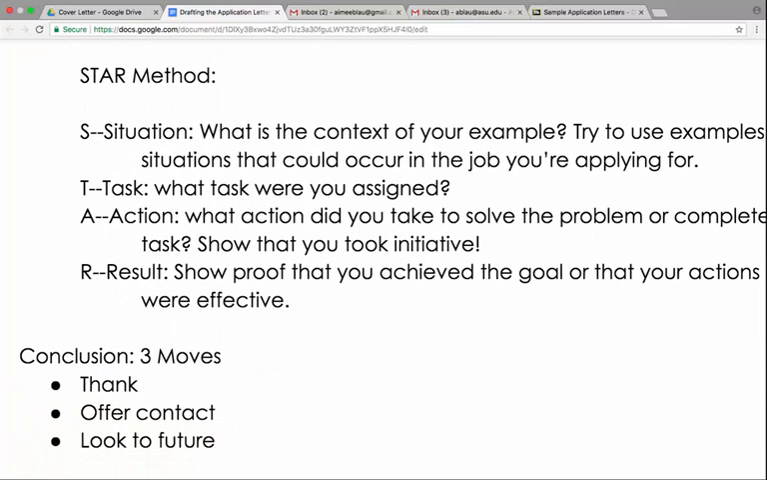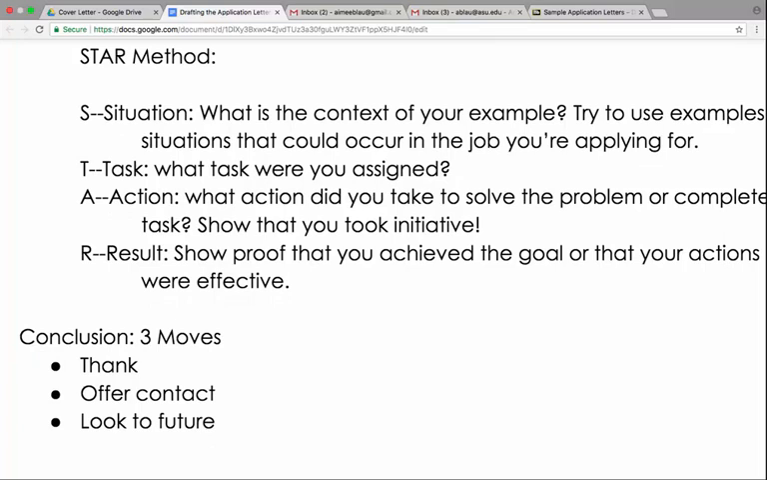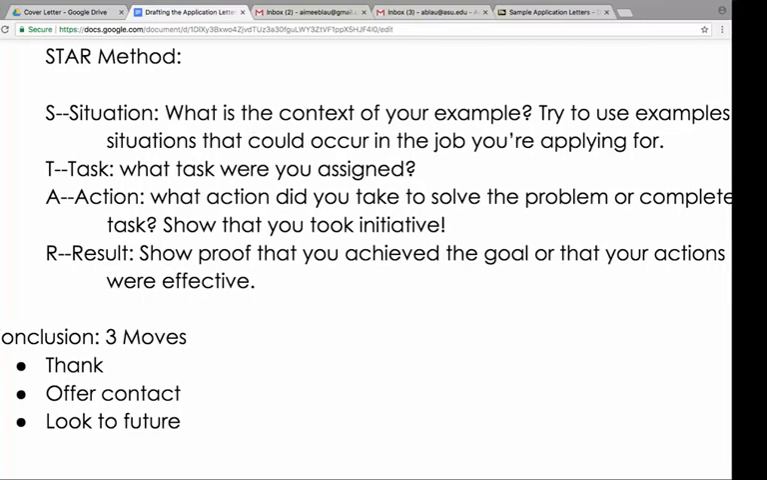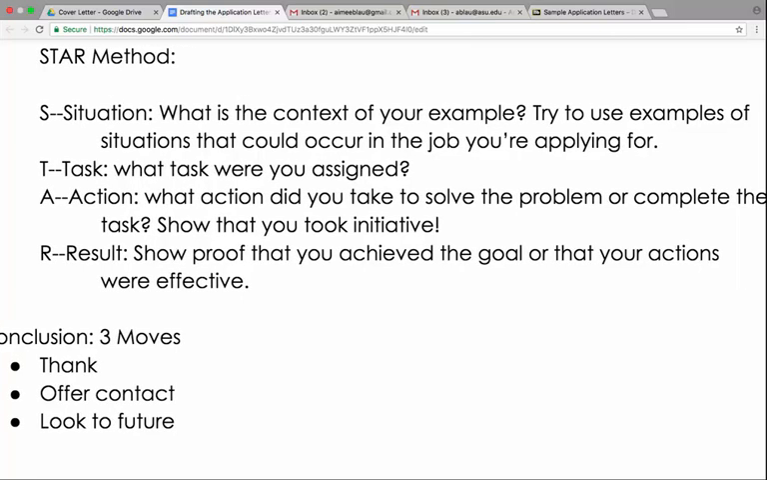Something that I would like to teach you and that I would like to see in your application letters is something called the STAR method, and that stands for situation, task, action, and result. Within your body paragraphs, you're going to use this STAR criteria. The S stands for situation. That's where you're going to give the context of your example. You're going to set up your story, your narrative. You want to use examples of situations that could even occur in the job that you're applying for, or that they can see are relevant to the job that you're applying for.